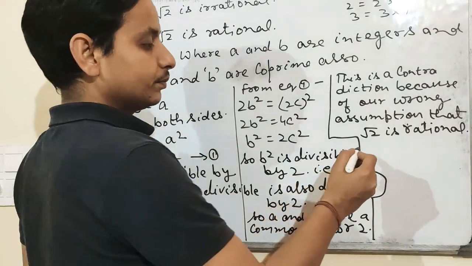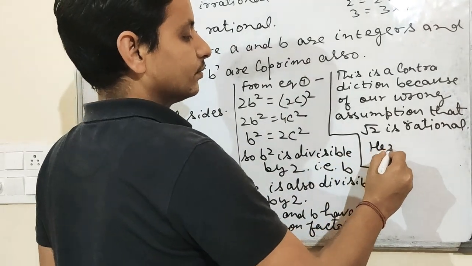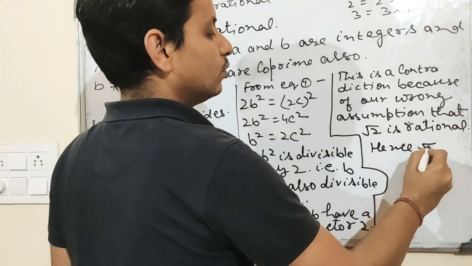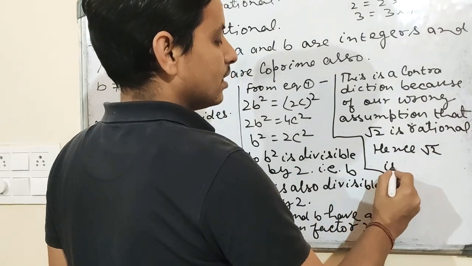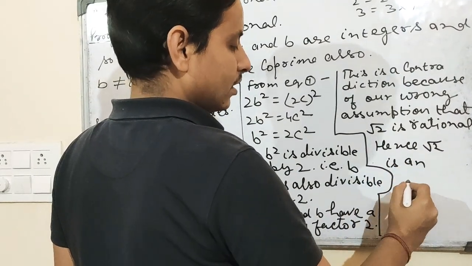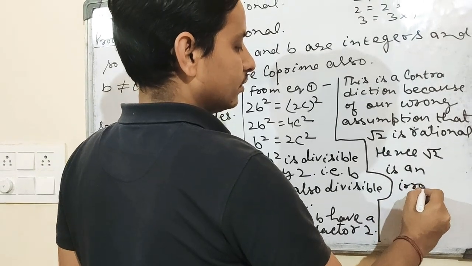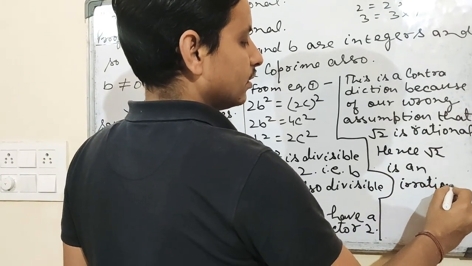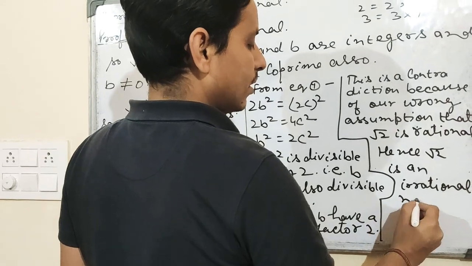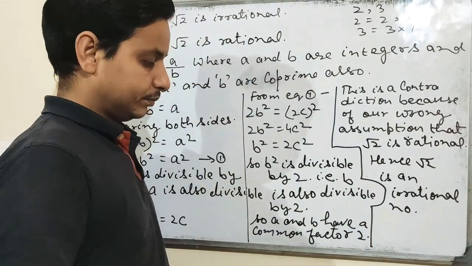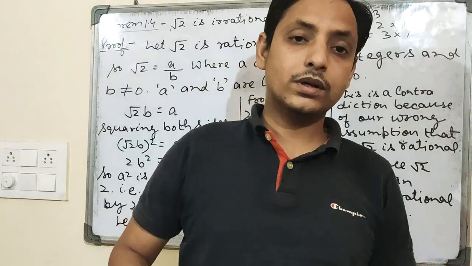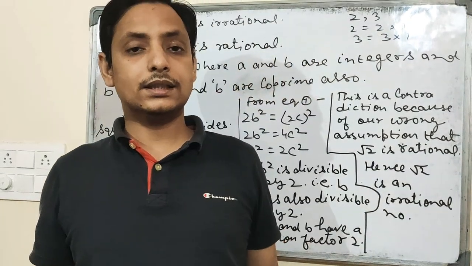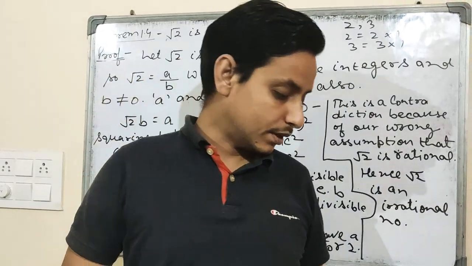So hence under root 2 is an irrational number. This is now proved that under root 2 is an irrational number.